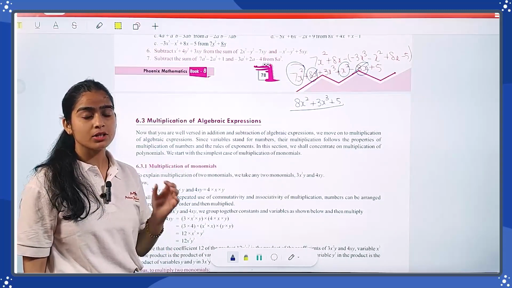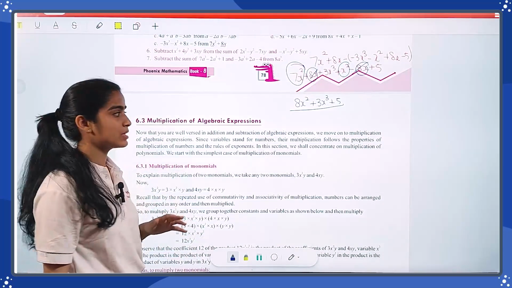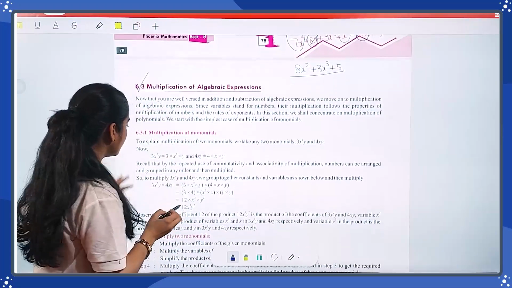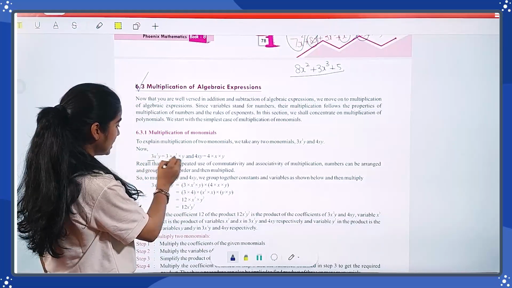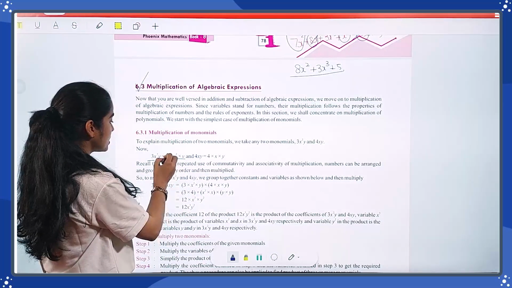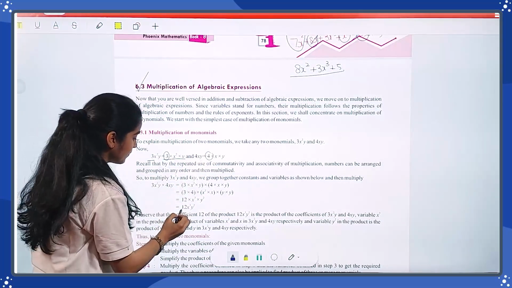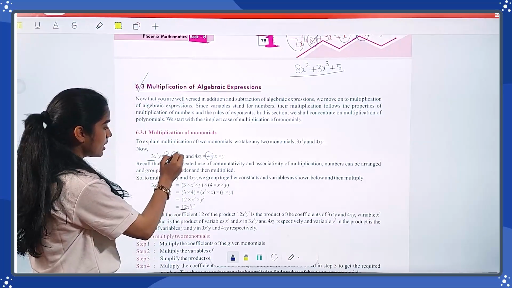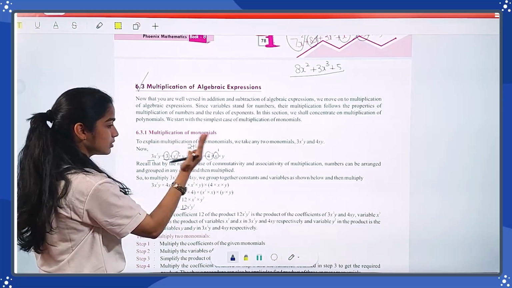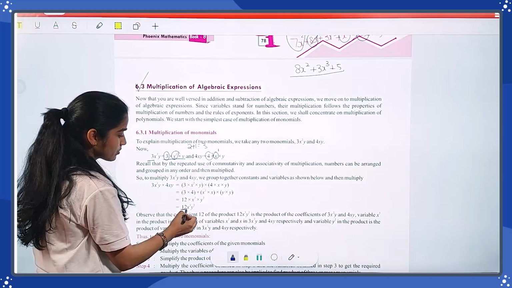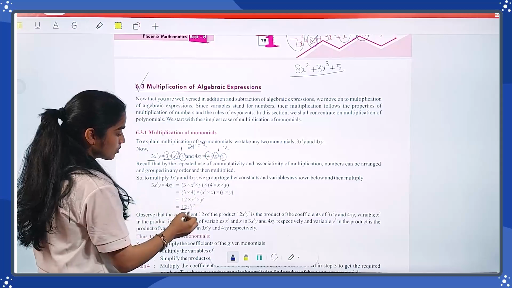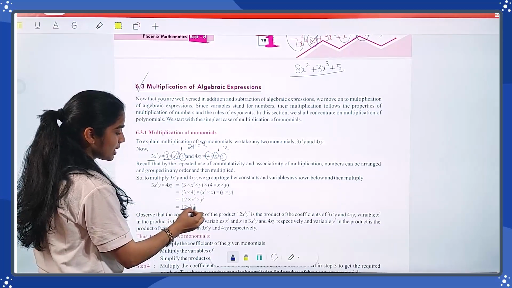Till now we have learned about the addition and subtraction of algebraic expressions. Now we are going to learn about multiplication. Multiplication of monomials. So this is 3x square y. If I expand it, we get 3 into x square into y, and 4xy expanded will be this. So 3 multiplied by 4 is 12. x square, 2, and x, 1: 2 plus 1 is 3, which means x to the power 3. Next, y 1, y 2. So this means y raised to the power 2.